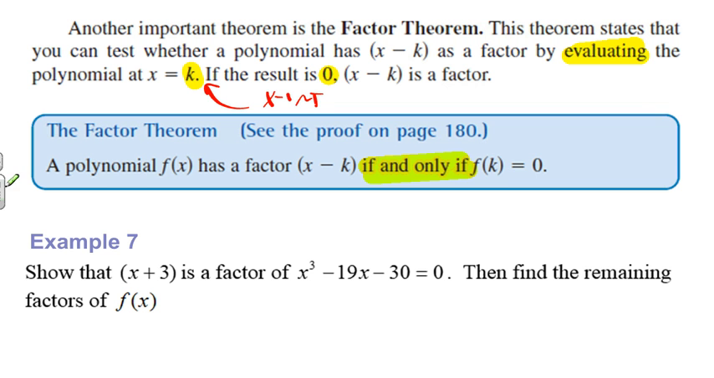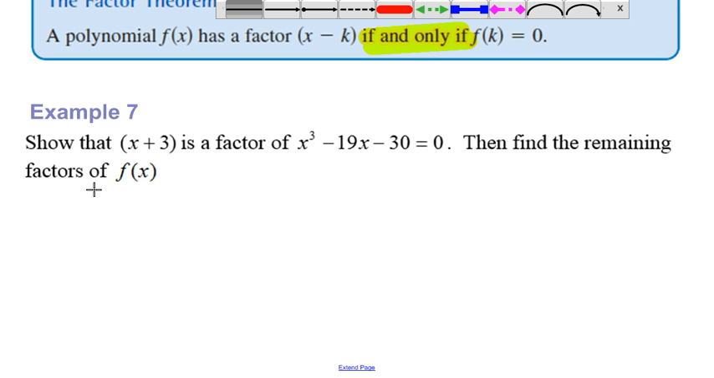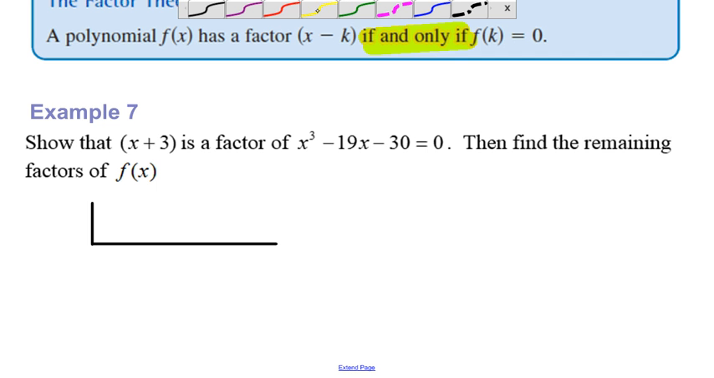So let's show how this works here. Let's go and look at example number 7. We want to show that x plus 3 is a factor of this polynomial. Then we're going to find the remaining factors. All right, so let's use synthetic division. And I'll use my coefficients here.